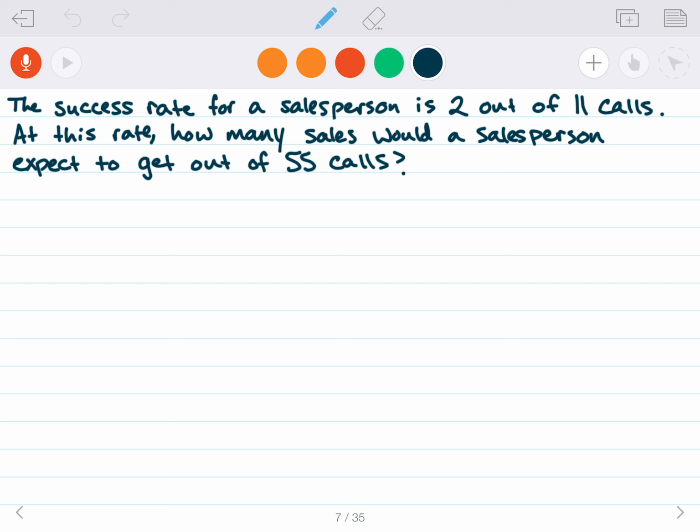Okay, the success rate of a salesperson is 2 out of 11 calls. At this rate, how many sales would a salesperson expect to get out of 55 calls? So our units, we have sales and we have calls. So I'm going to set up my proportion. I'm going to say on top, I'll put how many sales the salesperson gets, and on bottom, calls.